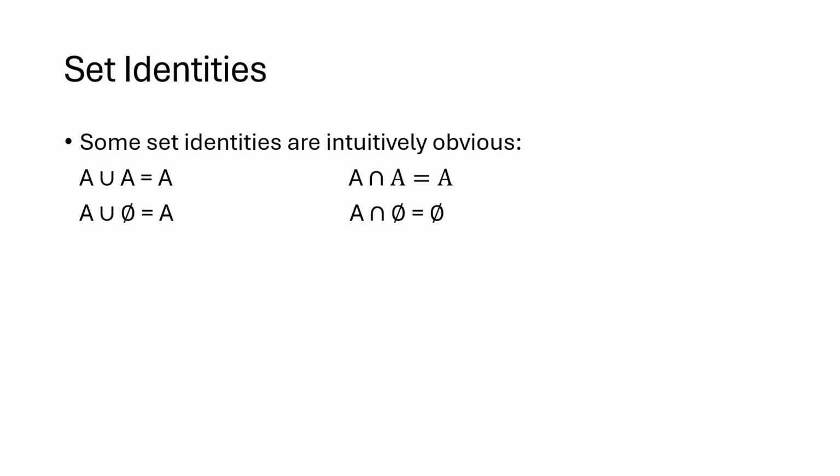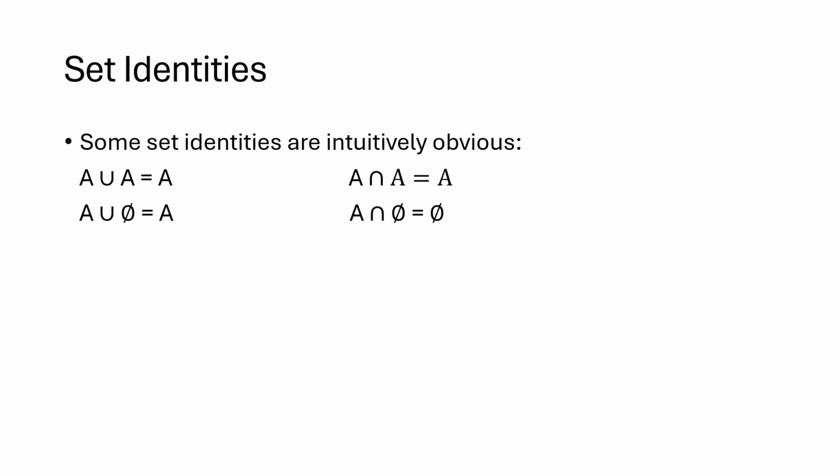We have these equalities between sets that are called set identities. We looked at some of these in the previous videos. For example, if we take the union of a set with itself, A union A, we get back A, no matter what A is. Same for intersection. If we take the union of any set with the empty set, we get our set back.